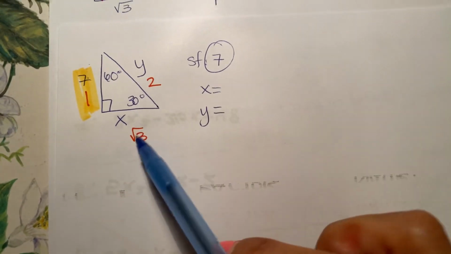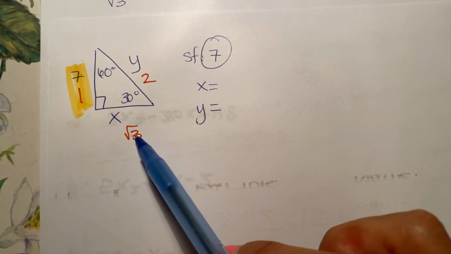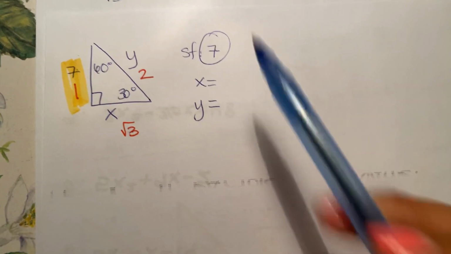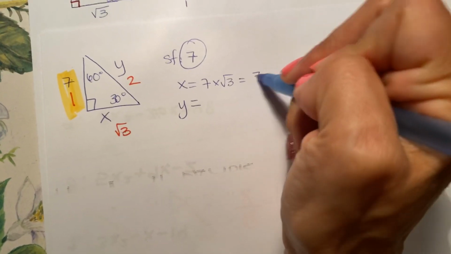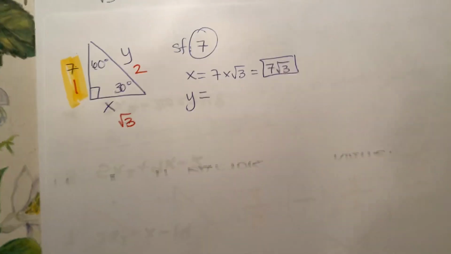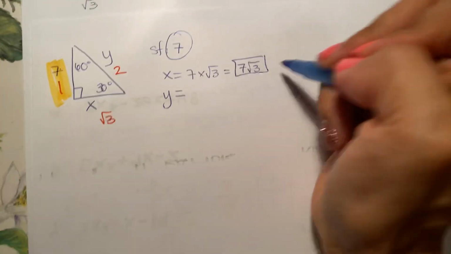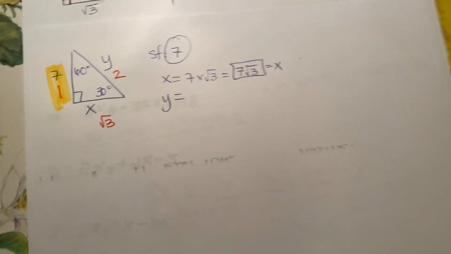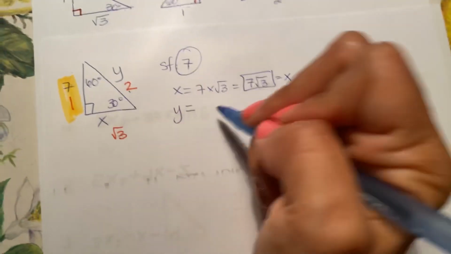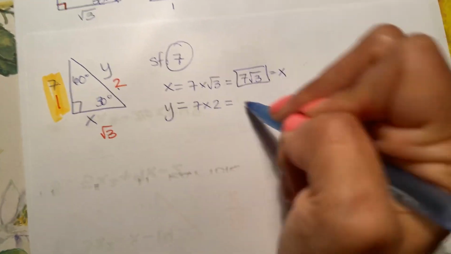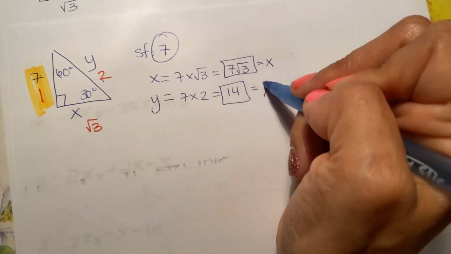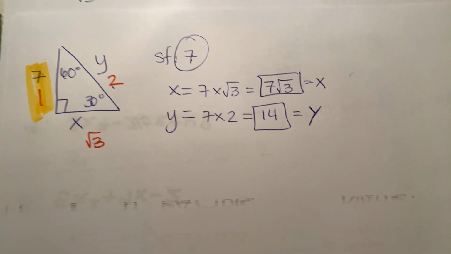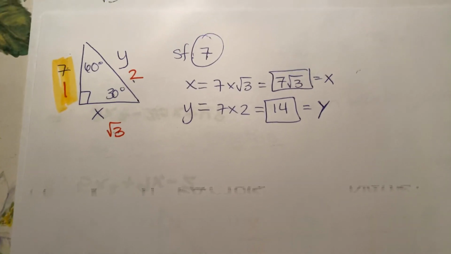So let's find x first. Okay, reference is rad 3, scale factor is 7. So what is 7 times rad 3? 7 rad 3. So there's your x, right? I'll put x here just because I know it's over there. Find y. Scale factor times reference, 7 times 2, 14. Whoa, I was going to write y there. It wouldn't be me if I didn't mess up.